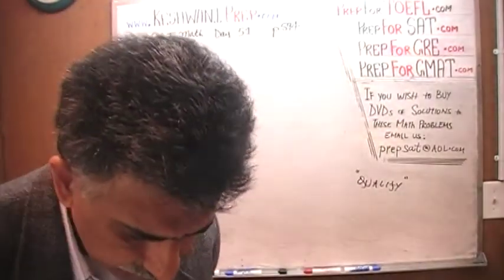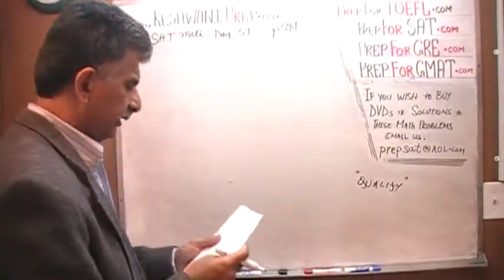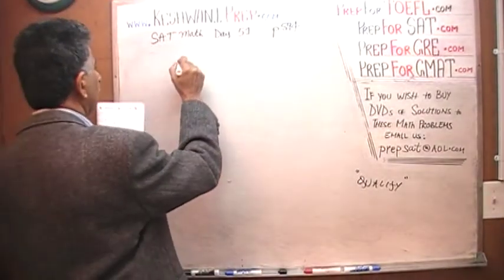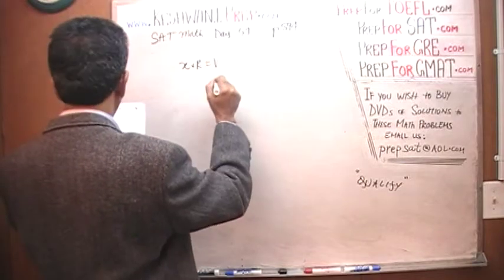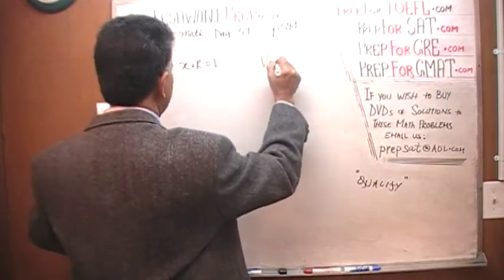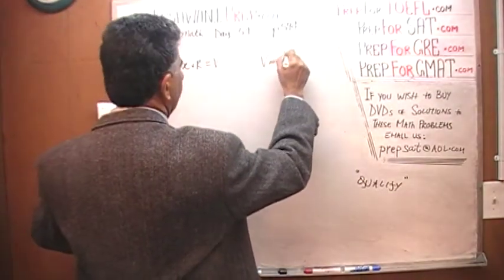Number 5 is a medium question. I do not know why it qualifies as a medium, but here is what they are told. We are told that X times R equals V. We are also told that V equals K times R.